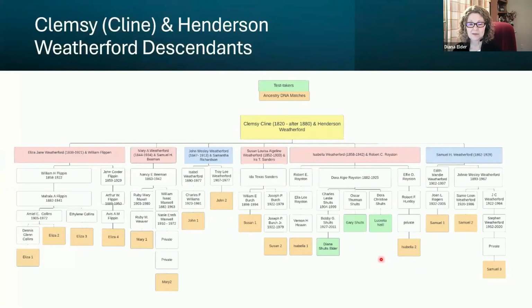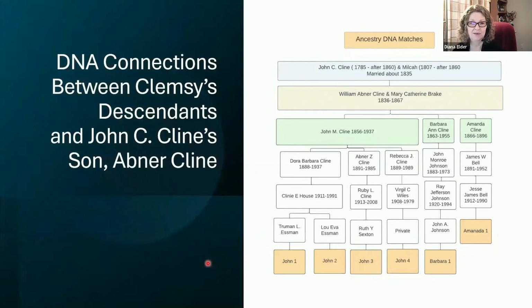Now, when I was writing my report, I wanted to report on all these different connections. And I did talk about our matching through all these different lines. But when I went to look at those children of John C. Cline that would be half siblings to my Clemcy, I did find some descendants. So here is Abner. He's the one that I am hypothesizing is William Abner Cline. And there's a John M. Cline. We saw that in the 1860 census.